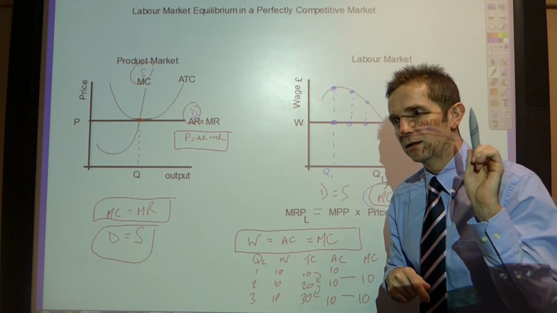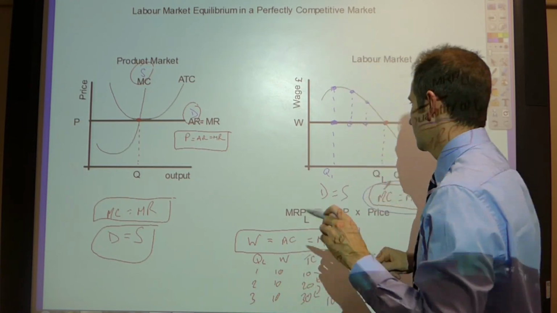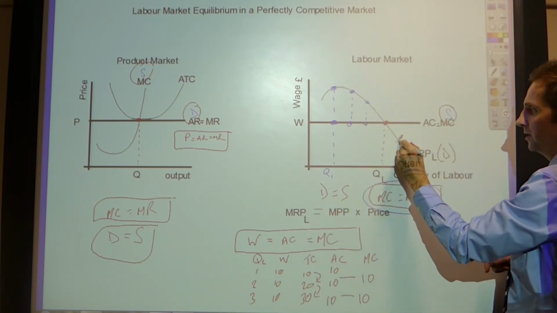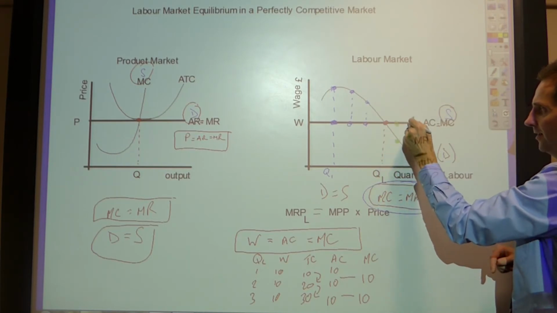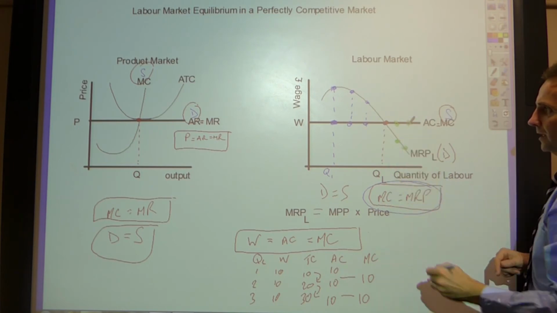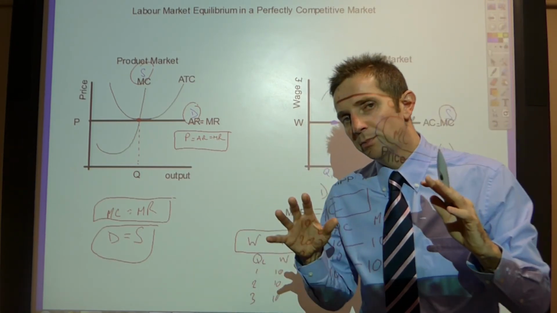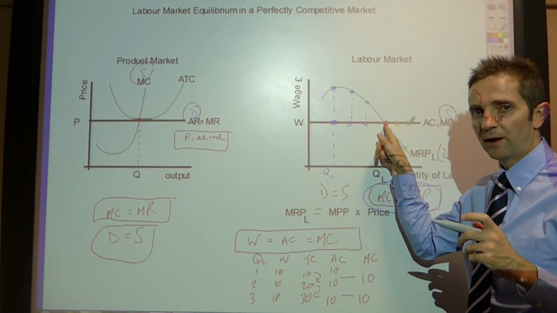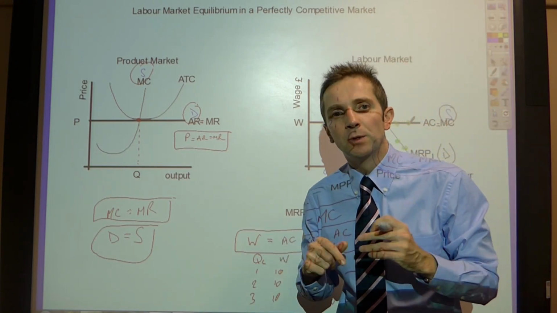It would be illogical, would it not, and irrational to go beyond that point, because then, look, ladies and gentlemen, the additional revenue is now less than the additional cost, and the gap is getting bigger. And so that is the reason why the equilibrium level of employment here is at the intersection of demand and supply, or where MC equals MR.